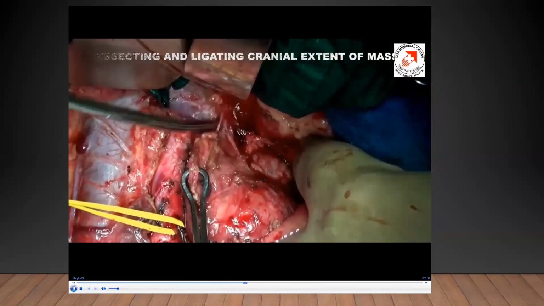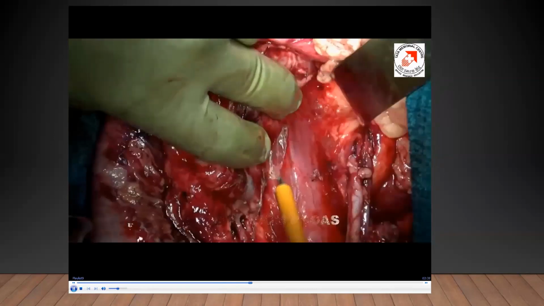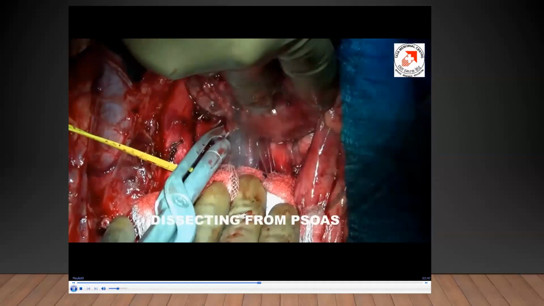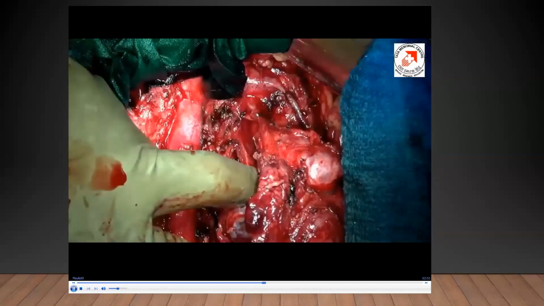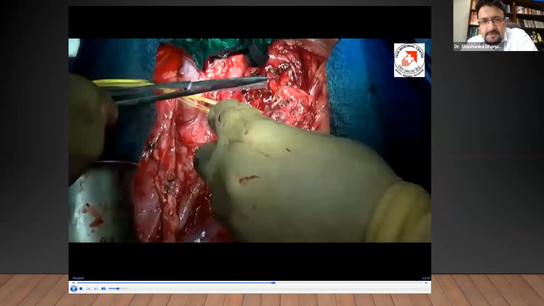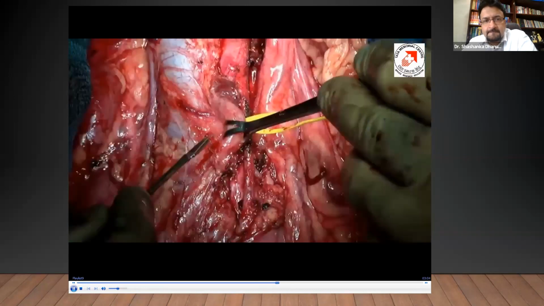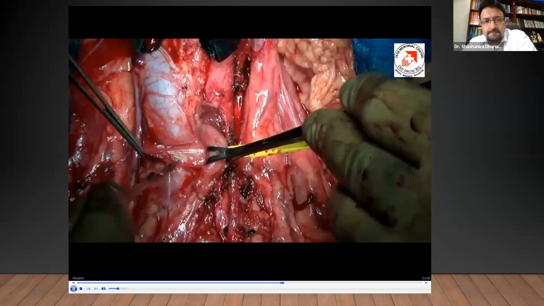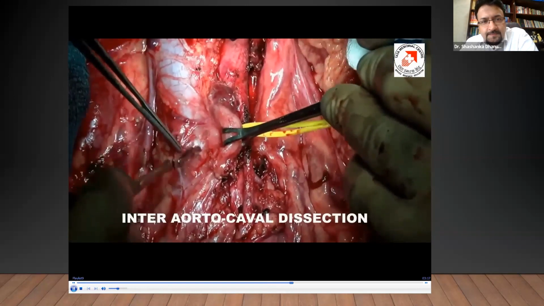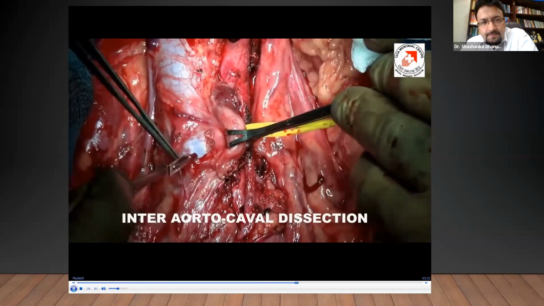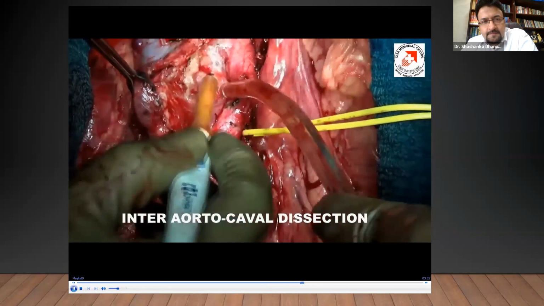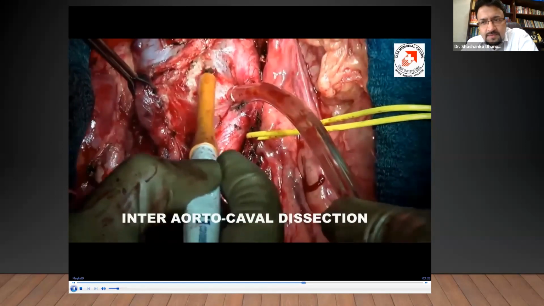Now disconnected from iPad. Play from iPad. That's the specimen coming out, a left para-aortic mass. That's the reverse side of the number 15 blade being used for dissection. This is the intra-aortocaval packet of nodes.